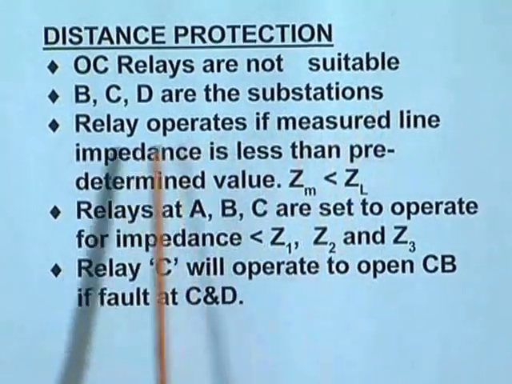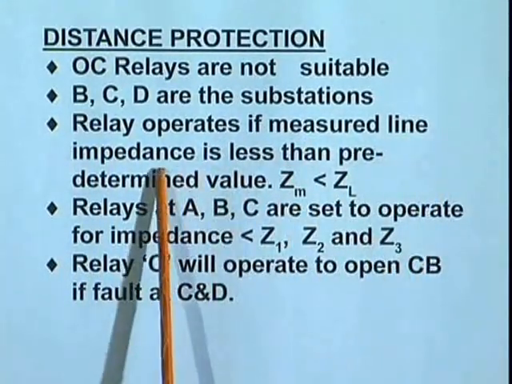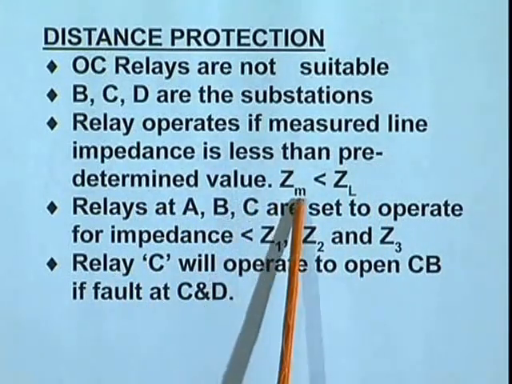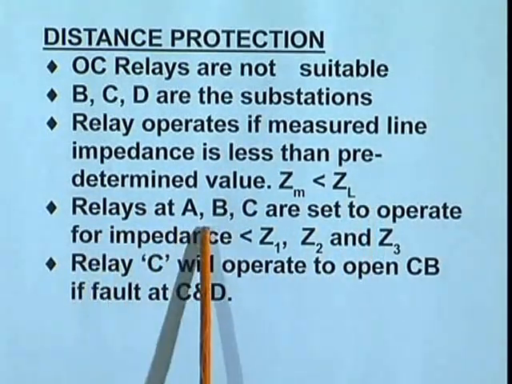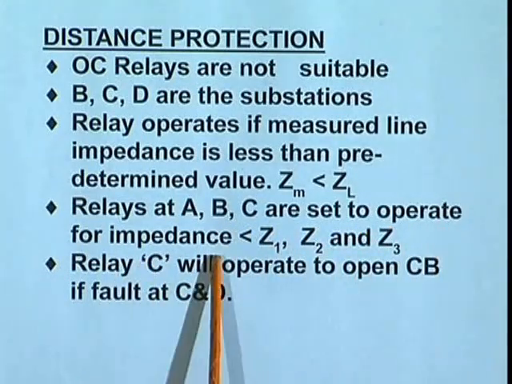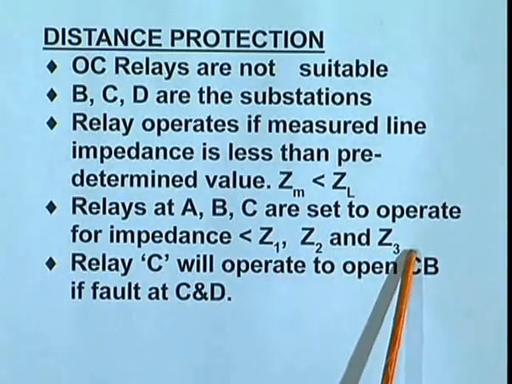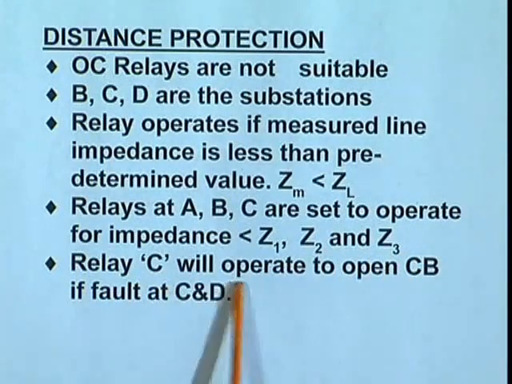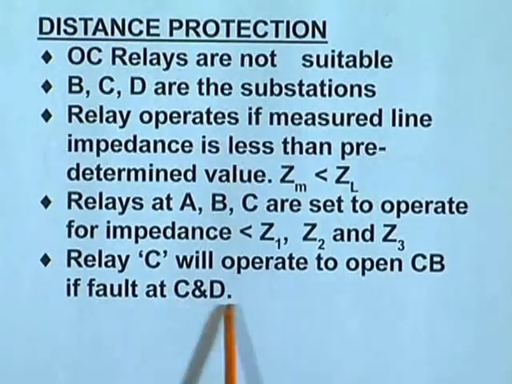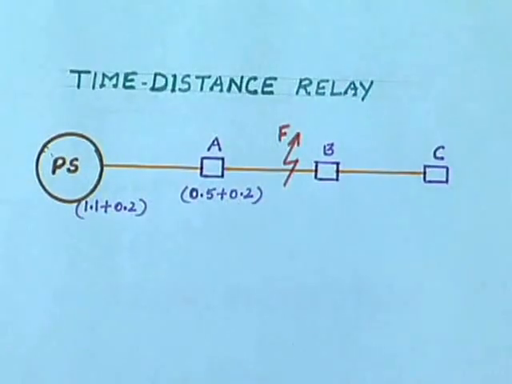B, C, D are the substations. The relay operates if the measured line impedance is less than the predetermined value, that is Zm is less than Zl. Relays at A, B, C are set to operate for impedances less than Z1, Z2 and Z3. Relay C will operate to open the circuit breaker if the fault is between C and D. Now, here we have seen how the relay will operate. The relay will operate if the V by I ratio, that is impedance, falls less than the predetermined value. And let us see the time distance relay through this figure.